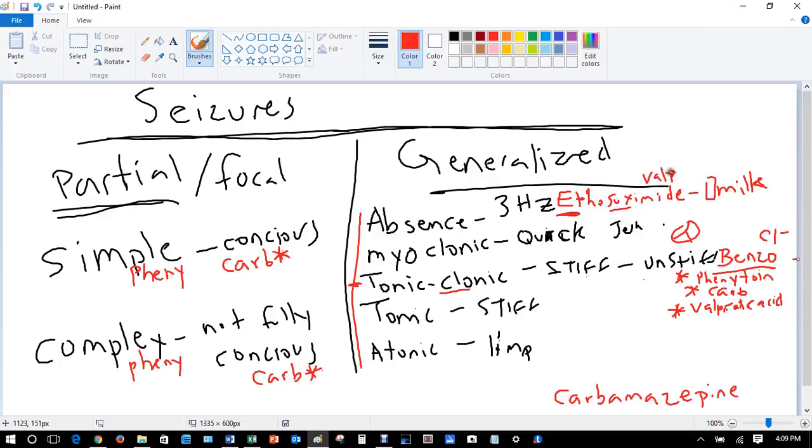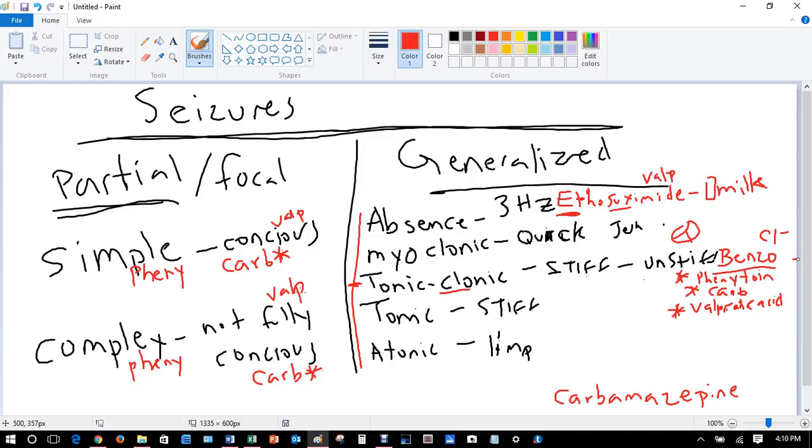You can use valproic acid for simple as well as complex. So far, all the drugs that work for simple also work for complex. That's kind of nice. And that appears to be the trend in all drugs.